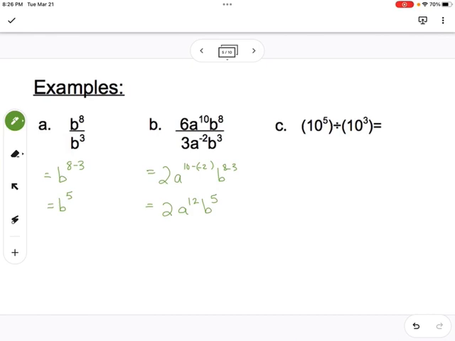And our final one here, we have 10 to the exponent 5 divided by 10 to the exponent 3. Same base, we're dividing, so we subtract the exponents. 10 to the exponent 5 minus 3 is 10 squared. We can simplify this further. 10 squared gives us 100.